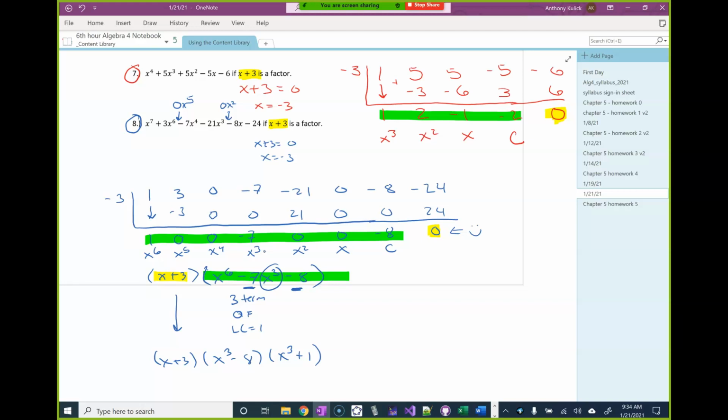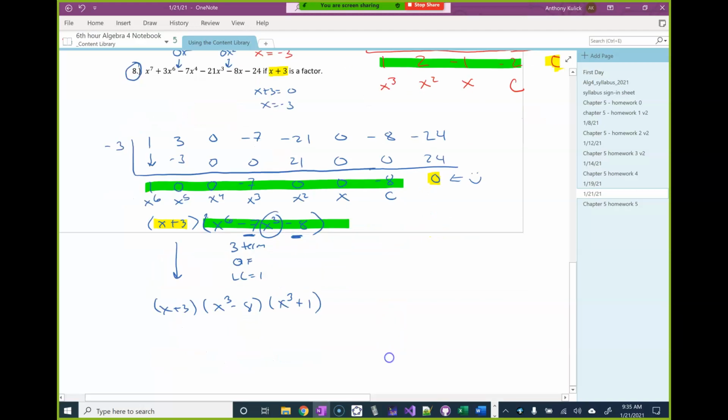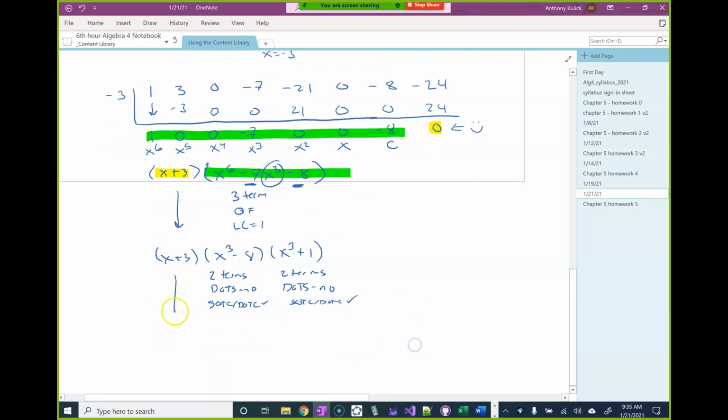Okay. So now we have to check the x cubed minus 8 and the x cubed plus 1 to see if we can factor those. Each of those is 2 terms, right? 2-term branch. First thing we check is for a difference of 2 squares. Neither one of those can be, the components are odd. The next thing we do is check for a sum or difference of 2 cubes, and they both appear to be. Both have x cubed on them, so that's a pretty good indicator.